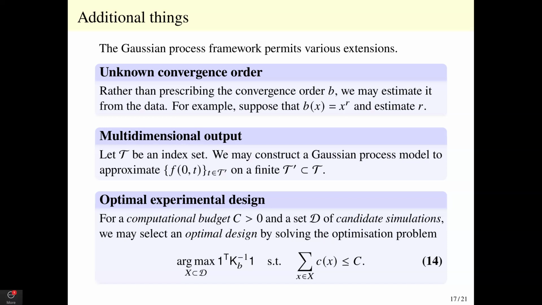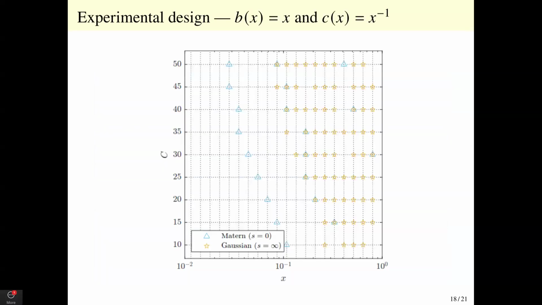Of course, in practice, this is going to be difficult because you don't really know what the computational cost of running some complicated finite element solver is going to be. But in some cases, you can probably do something here. So I'm going to just show a very simple example of this experimental design here. What I'm assuming here is that b of x is x, which means that this method has a linear rate of convergence. And then I'm assuming that c of x is 1/x. So c is the cost of running this method, so the cost has inverse scaling to the discretization parameter.